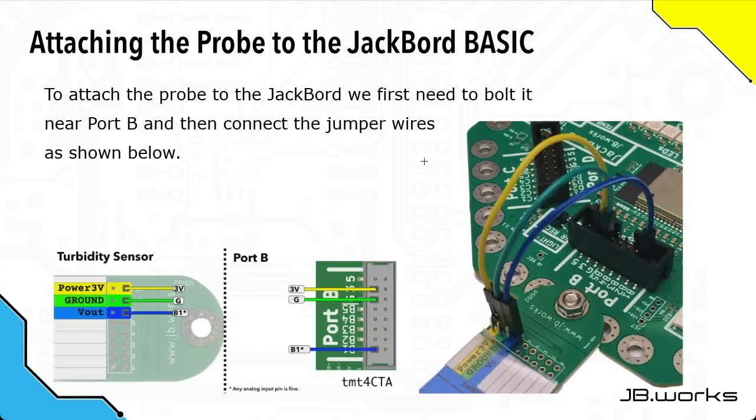So next we're going to connect the sensor to the JackBord Basic. So this is the sensor itself, and then this is port B on the Basic, and you can see it over here as well. And essentially we have 3 jumper wires to connect. One is the 3 volt power, the second one is the ground, and then the third one is the voltage output, which we're going to take from the blue pin on the sensor to port pin B1 on the JackBord Basic. And essentially you need to bolt the sensor onto port B, as that's basically the most convenient place to put it.